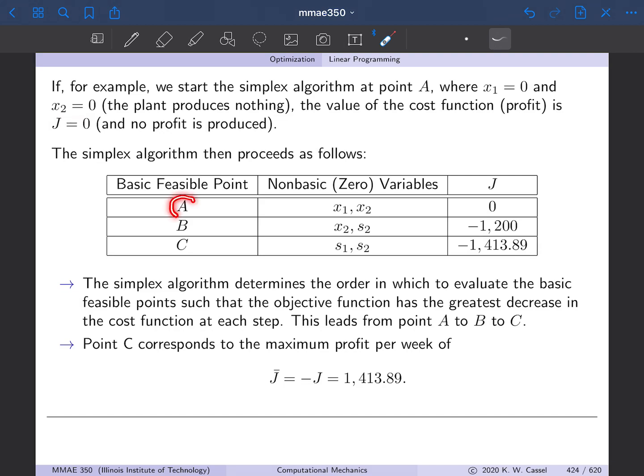And so for point A, which is when x1 and x2 are 0, if you go back and look at J, which makes perfect sense, if you're not making any product, then you're not making any profit. So J is equal to 0. Now remember, it's a minimization of J. So the more negative the value is, the better. And then when you take the negative of that, it gives you a positive number. That's the profit that we're trying to maximize.